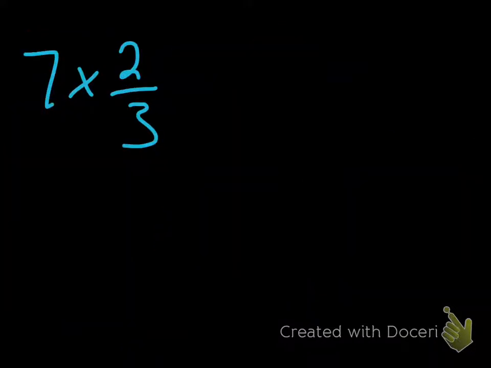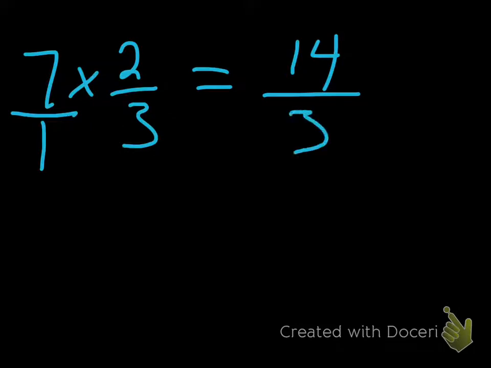Now the second way that we have to solve it today is by just using multiplication. So the first step, we put our whole number over 1. Now we multiply straight across, so 7 times 2 is 14. We multiply across the bottom. 1 times 3 is 3. Now the next step is to do 14 divided by 3.